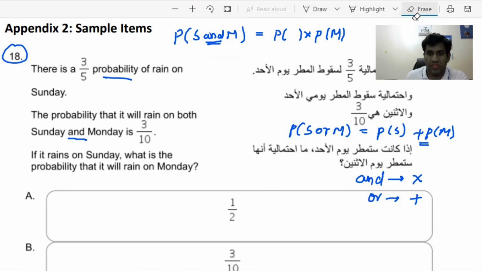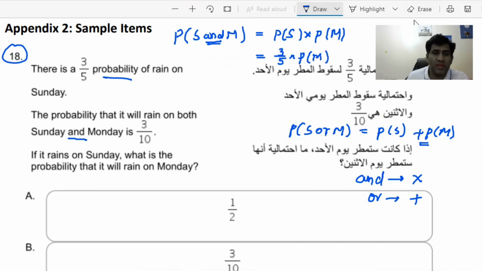Sorry, I have to represent this one with S. The probability of rain on Sunday is 3 by 5. So I know the value of probability of Sunday, it's going to be 3 by 5. So I can write here 3 by 5 times probability of Monday. I have no idea what I need to find.